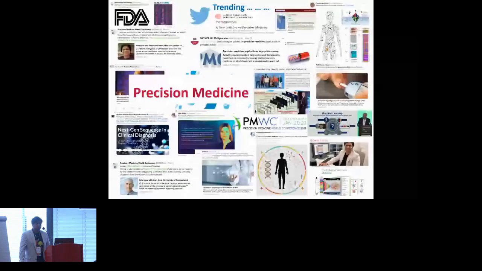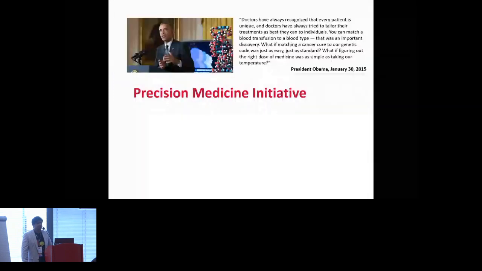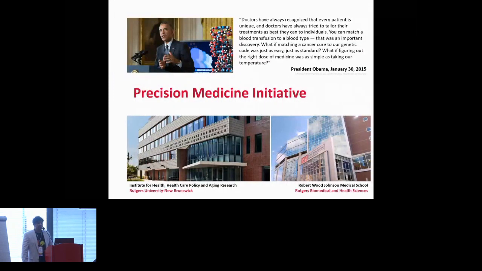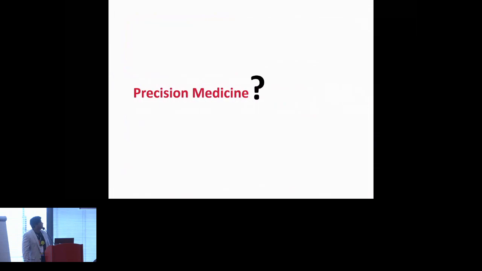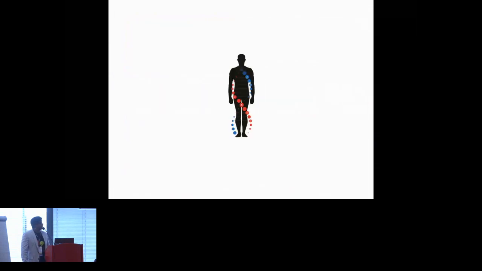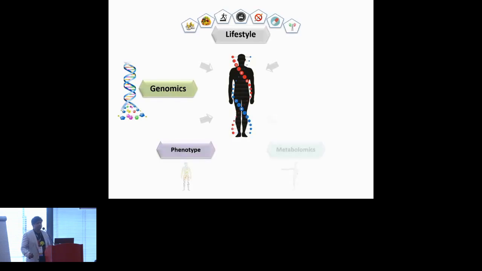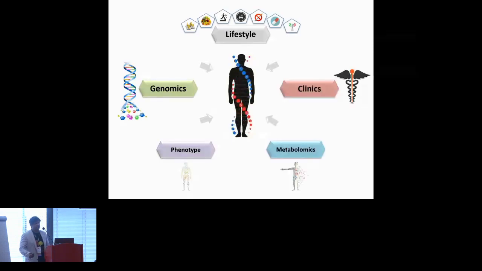Talking about precision medicine, this initiative was taken by the former president of the United States in 2015, and that's what the focus of my lab is. Precision medicine is mainly about providing personalized treatment to patients by looking at different aspects of the data coming from the patient, which includes lifestyle, genomic, phenotypic, metabolomic data, and so on.